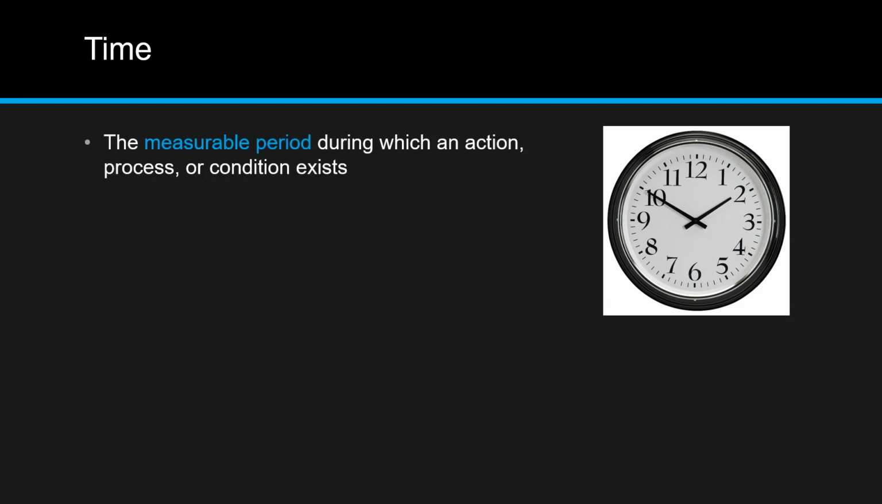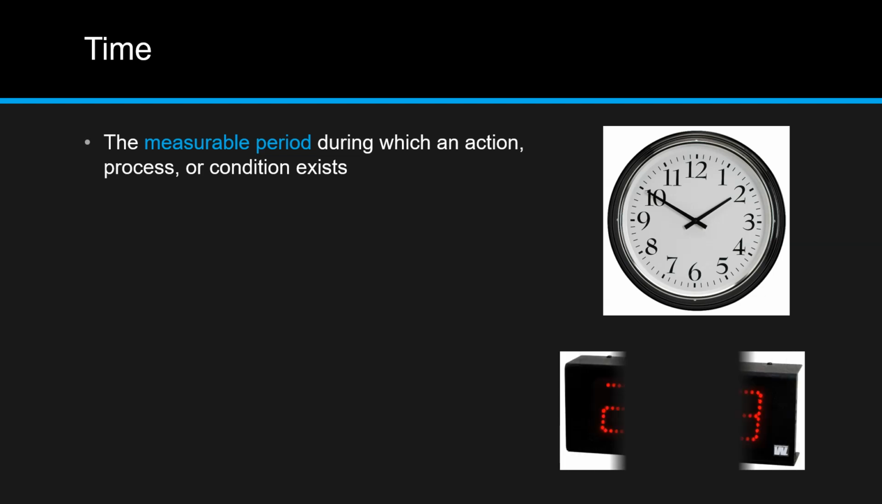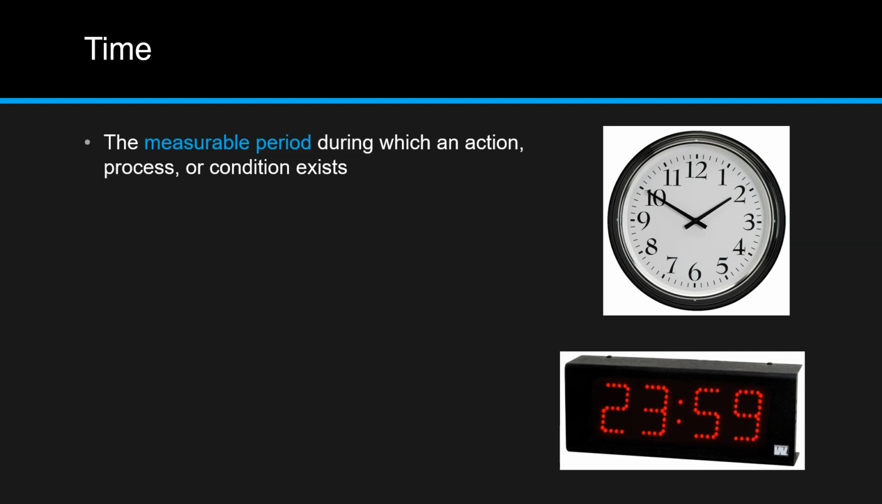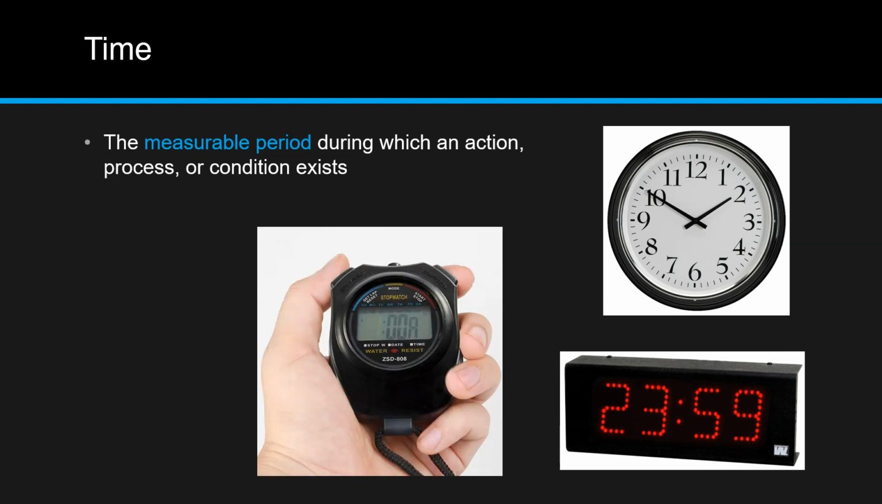Lastly, we have time. We all know what time is, but the formal definition is the measurable period during which an action, process, or condition exists. The tools you can use to measure time are different types of clocks or a stopwatch. The base SI unit for time is the second. We can also describe time easily in minutes, hours, days, weeks, months, or years.